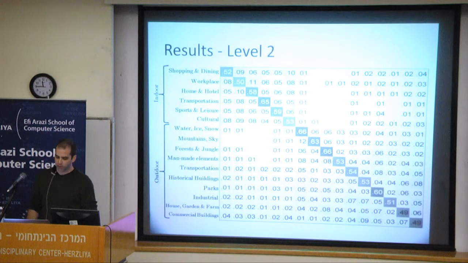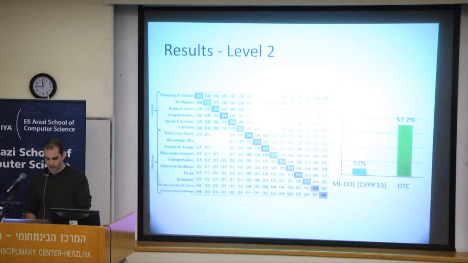This is the confusion matrix on the second hierarchy. Again, you can see that most misclassifications occur between classes of a similar texture, such as mountain sky and water, ice, and snow, or classes with semantic differences, such as workplace and home and hotel. Again, you can see that we outperform the ML-DDL algorithm that uses a hierarchical-based learning framework.